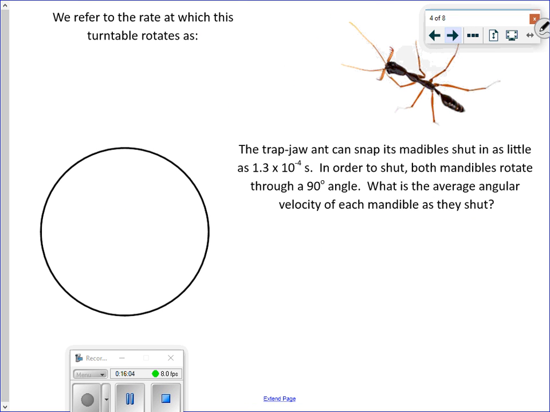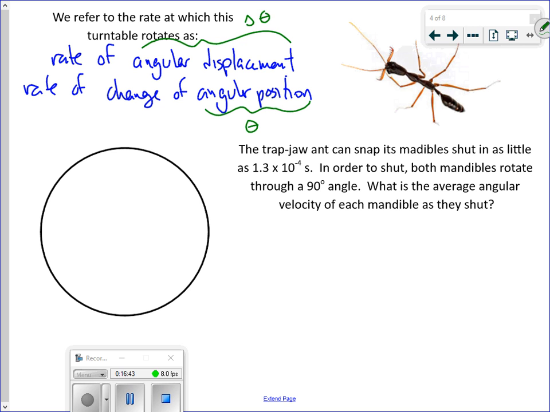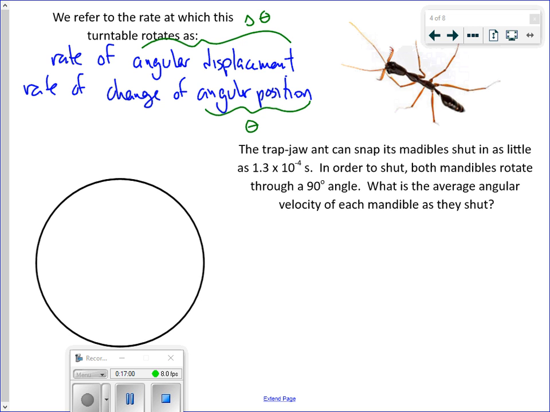Now, this turntable rotates, and we're going to talk about the rate at which it rotates. That really means the rate of angular displacement, or the rate of change of angular position. Well, angular position is theta. Angular displacement is delta theta. So either way, if we want the rate of displacement or the rate of change of position, we're saying the same thing: that there's a delta theta per unit time.